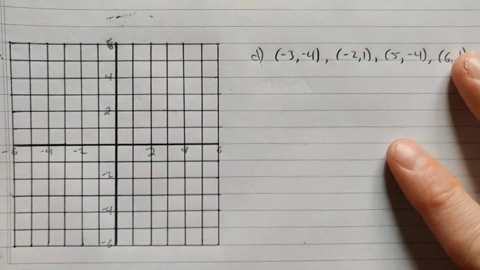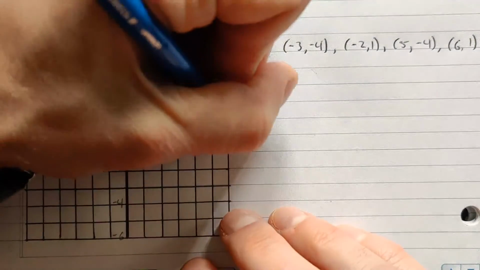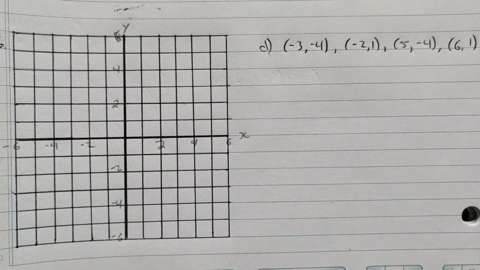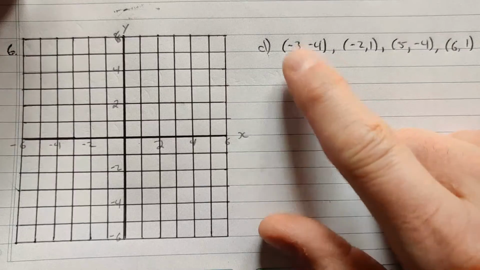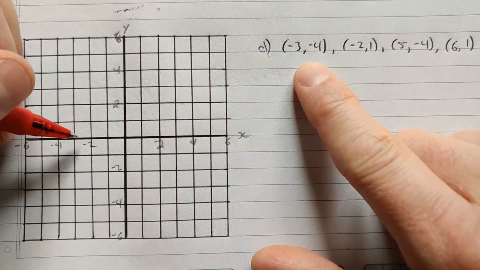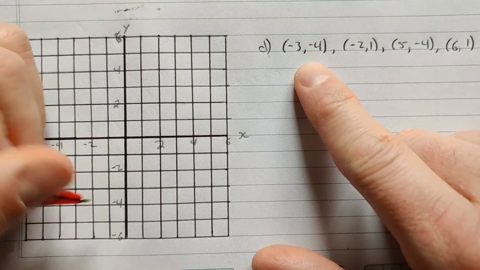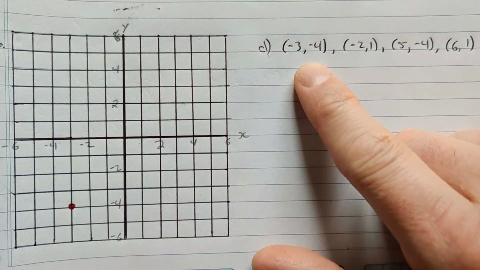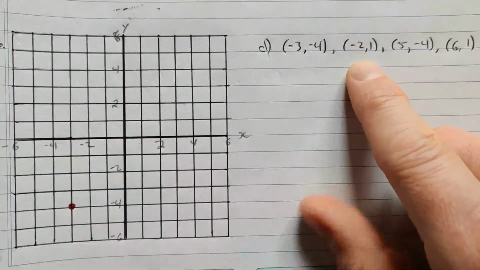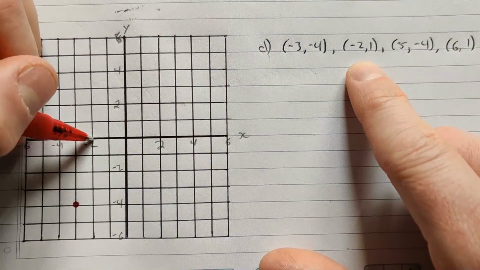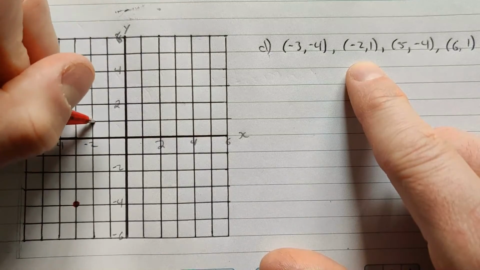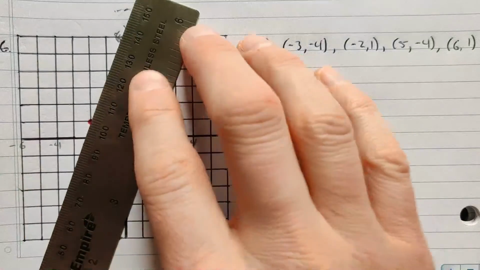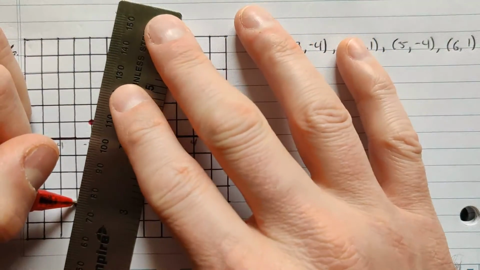So I've labeled the grid now. This is my x-axis, this is my y-axis. And so now I can plot those points. I'll do that in red. So the first point is -3, -4. And so I have a point at -3, -4. And the next point is at -2 and 1. So that's right here. Now, because these are listed in order, I'm going to connect them in that order. So I'm going to connect the first point to the second point.